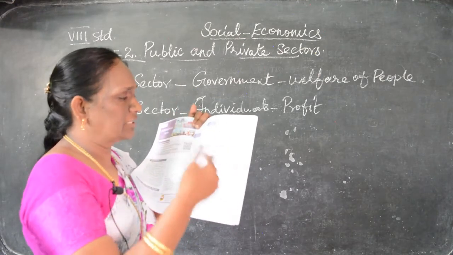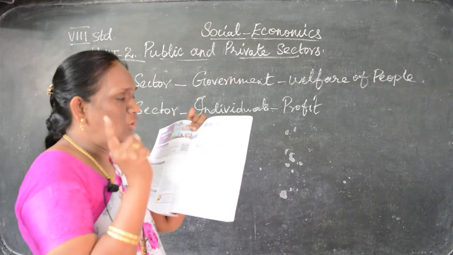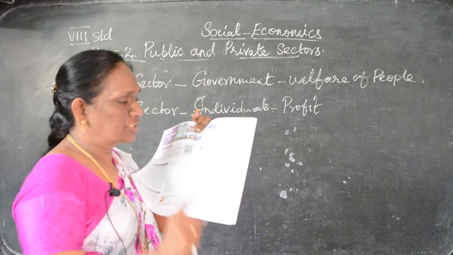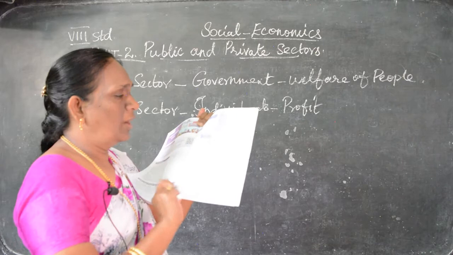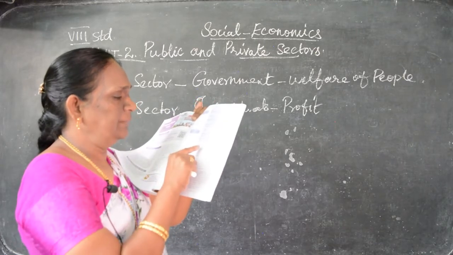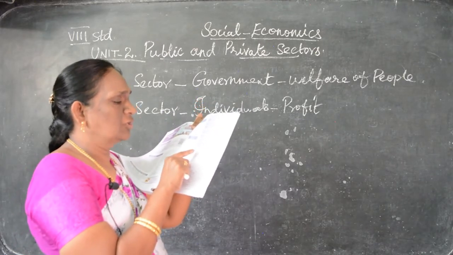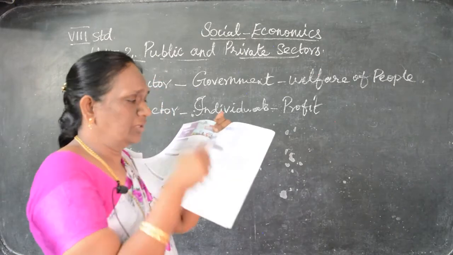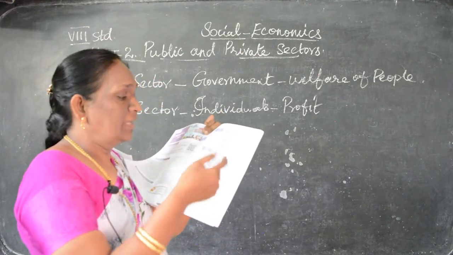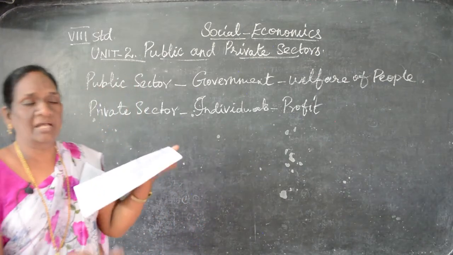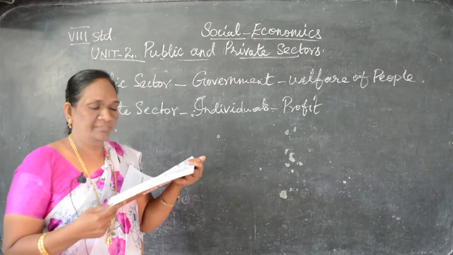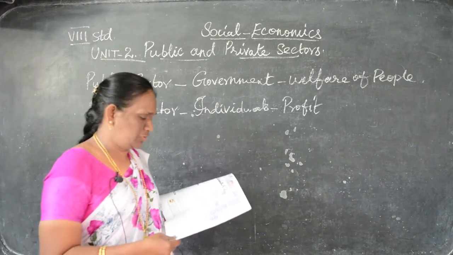And in the private sector, we can see: sole proprietorship, partnership, joint Hindu family, then cooperative, company, and multinational corporations. These all come under the control of the private sector. And in company also we have both private limited as well as public limited. Can you follow? This is only the picture.